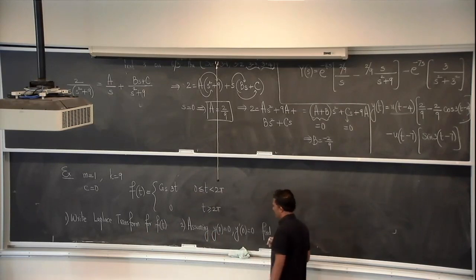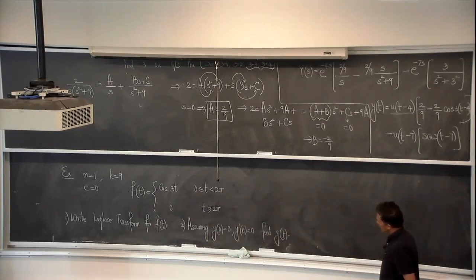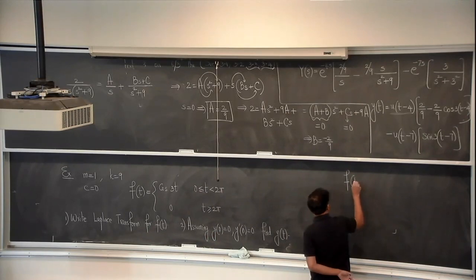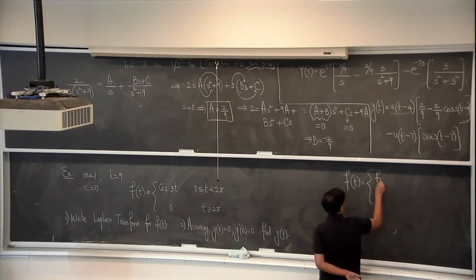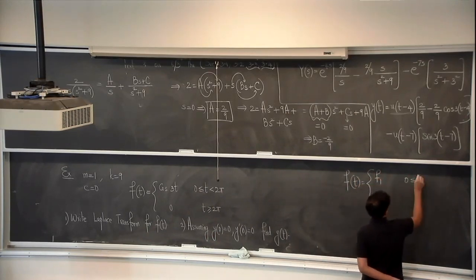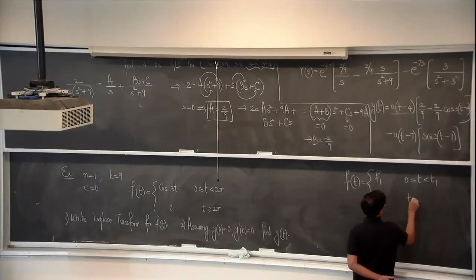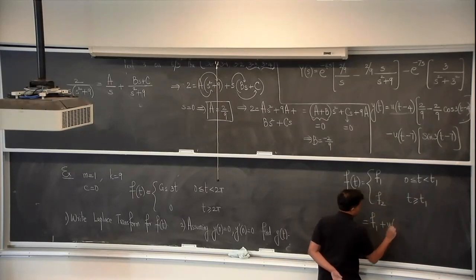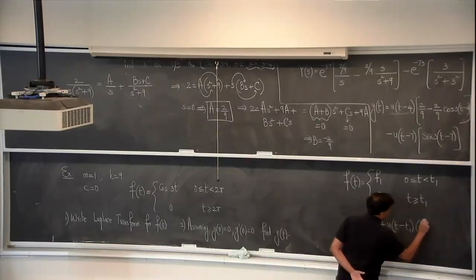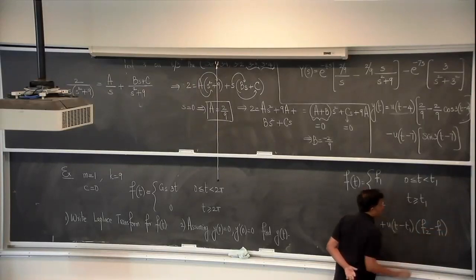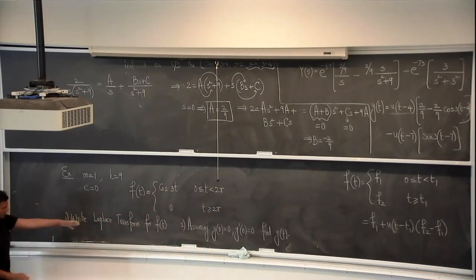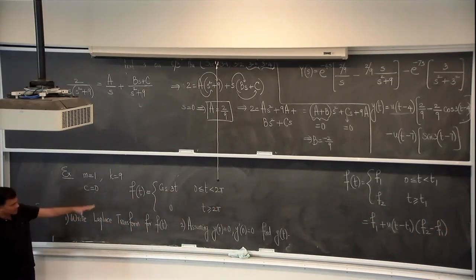You're going to see some very interesting results here. So we're going to start with part one. First, write it as a step function. If you want, I can write that expression here. F1, F2. Two pieces, that's going to be F1 plus U of t minus T1 times F2 minus F1. That's what I expect you to use here to find the Laplace transform for this step function.